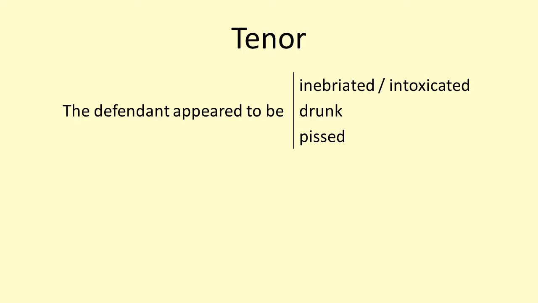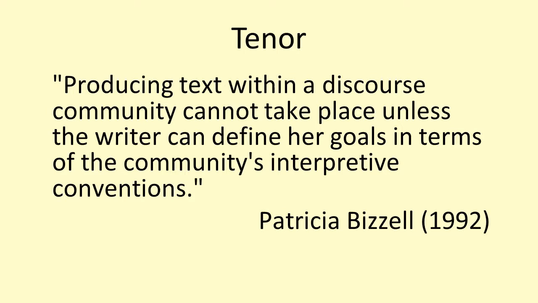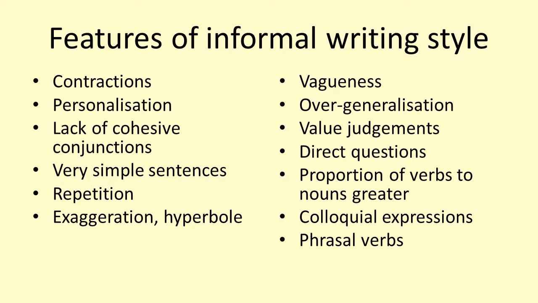As Patricia Bizzell writes, producing text within a discourse community cannot take place unless the writer can define her goals in terms of the community's interpretive conventions. Features of informal writing style include contractions, personalization, lack of cohesive conjunctions, very simple sentences, repetition, exaggeration or hyperbole, vagueness, overgeneralization, value judgments, direct questions, a greater proportion of verbs to nouns, colloquial expressions, and phrasal verbs.